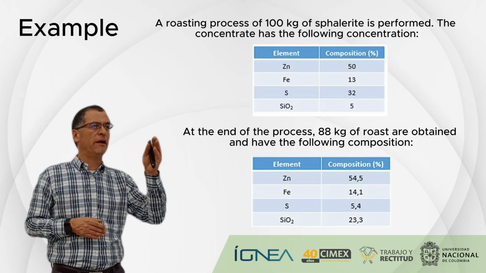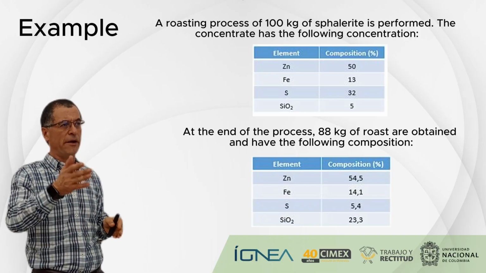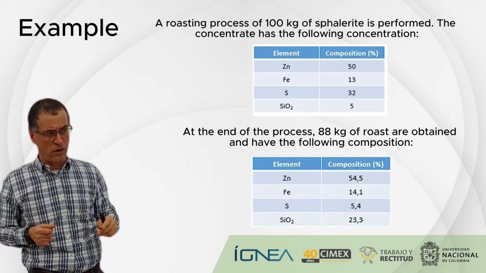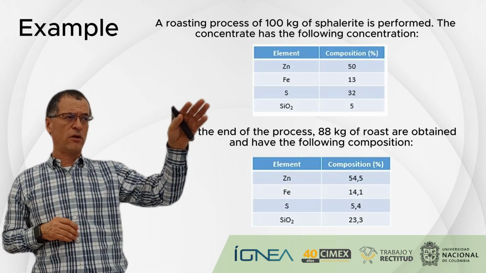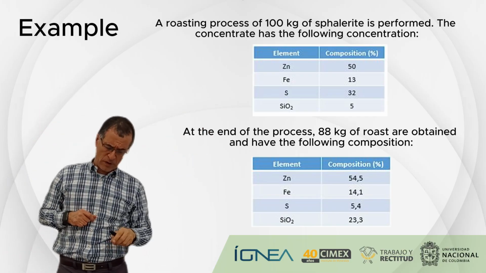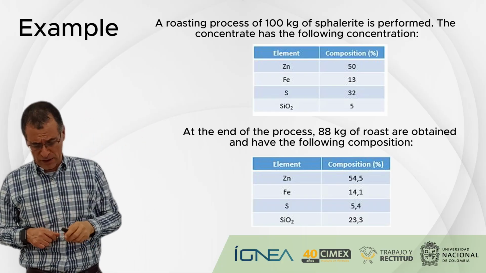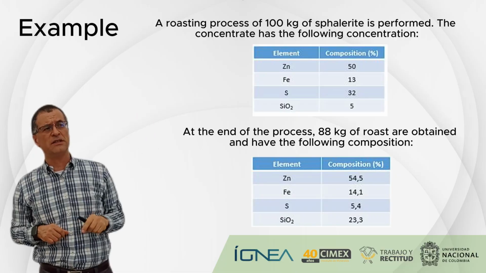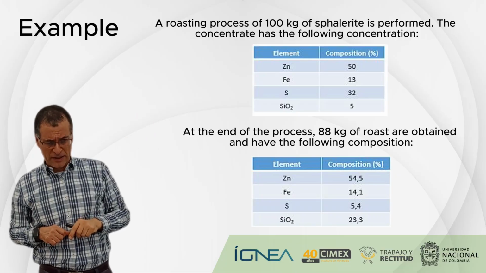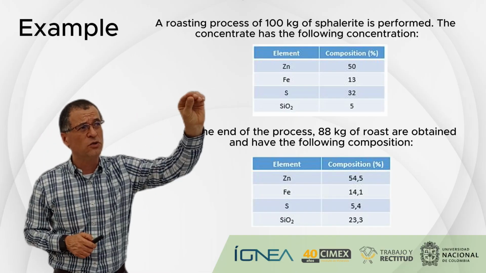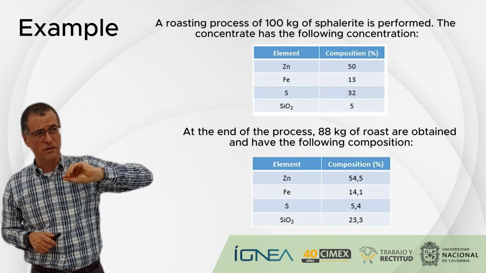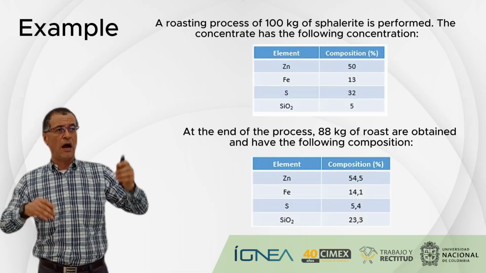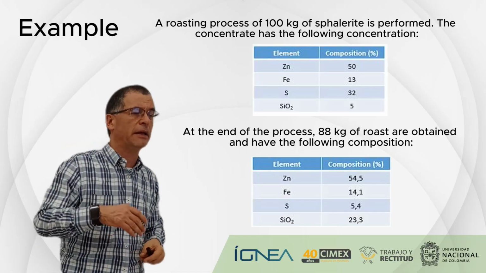We have 14.1% of iron and 5.4% of sulfur, and another composition of the silicon. Which is the condition of this process? We are going to change the sulfide for an oxide.